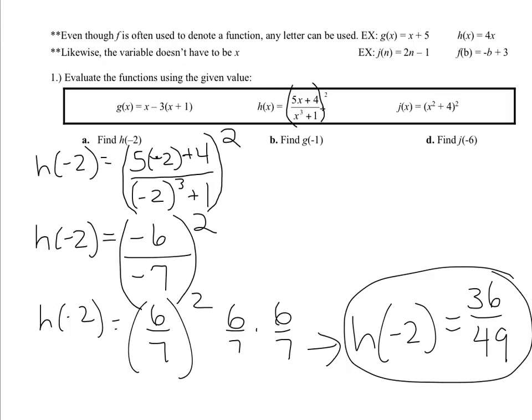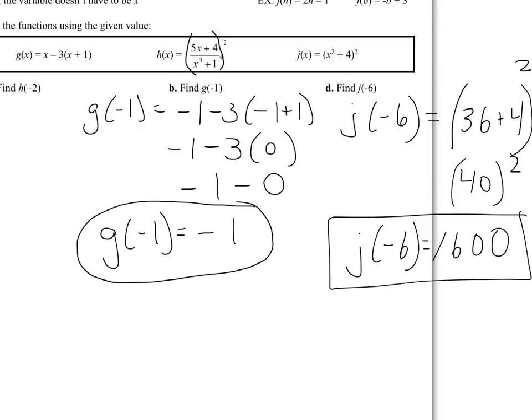And that's it. That's our answer for that one. Okay? So now I want you to pause the video, and I want you to do B and D on your own. I have no idea why it says B and D and not B and C. But go ahead and do the next two on your own, and then tune back in, make sure you did it right. All right, you should have for B gotten G of negative 1 is equal to negative 1. I'm sorry, not J, G. And then the next one, J of negative 6 equals 1600.